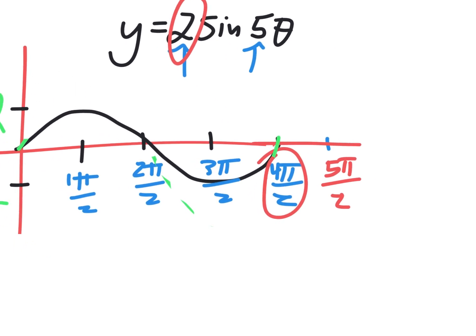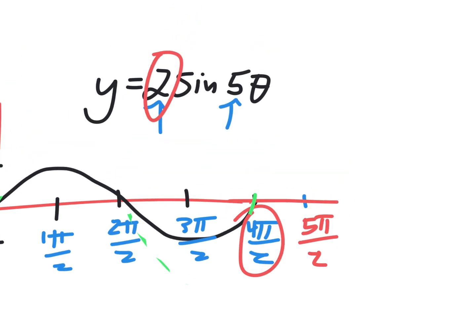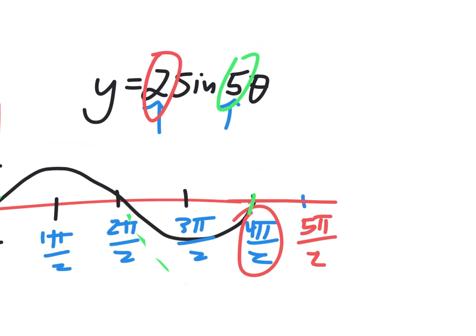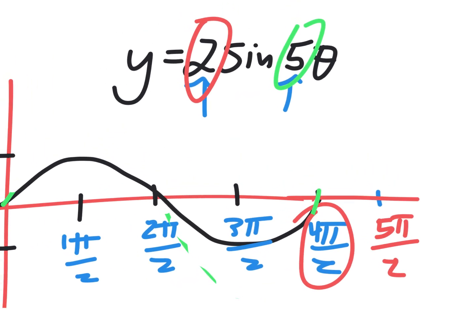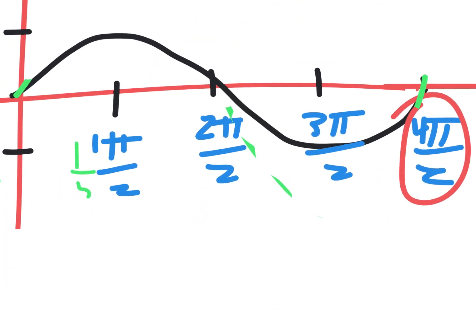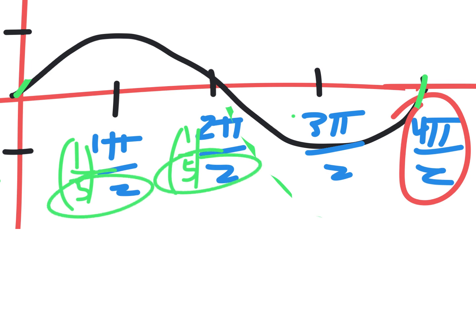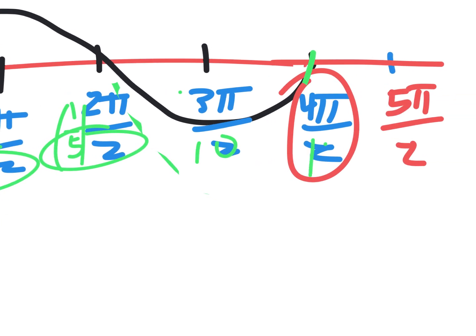All right, and then the last thing is, Vivian, what does that 5 do to everything? Okay, so you seemed like you would multiply by 5, but you don't. You multiply by 1/5. 1/5 on all of these. So then you pretty quickly get the idea. It's 1 pi over 10, 2 pi over 10, 3 pi over 10, and 4 pi over 10. Could those be reduced? Sure.